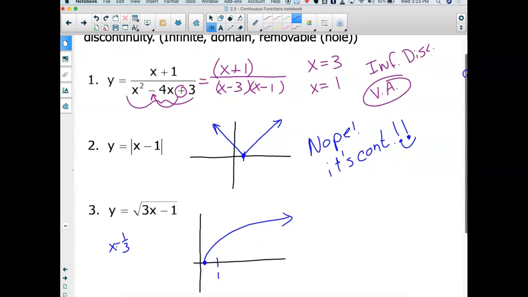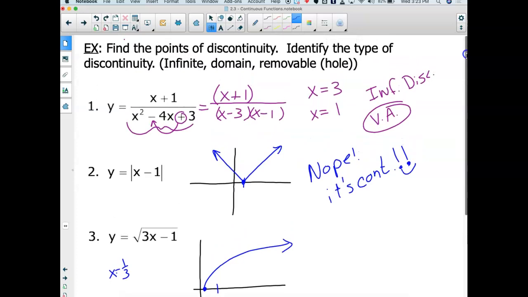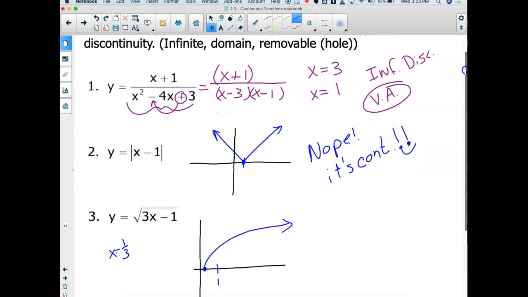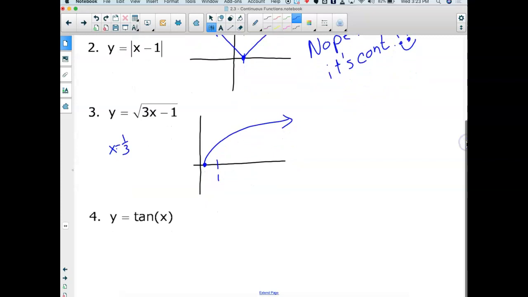So what are all the points of discontinuity in here, or are there points of discontinuity in here? Are there? And if they are, what kind are they? Infinite, domain, or removables? Well, let's check it out. Oh yes, there's lots of discontinuities.